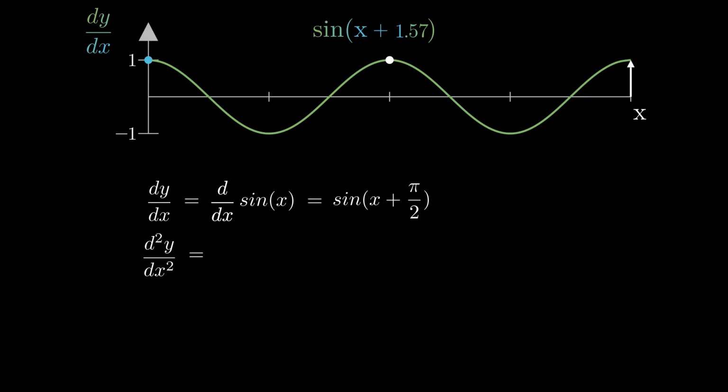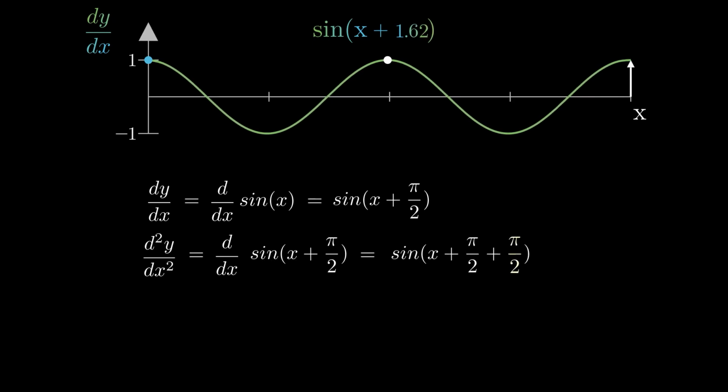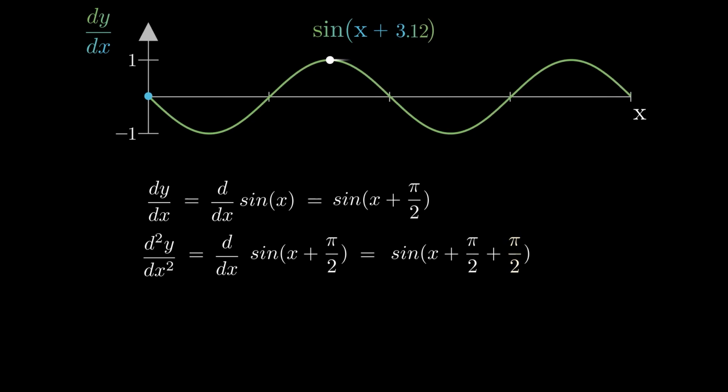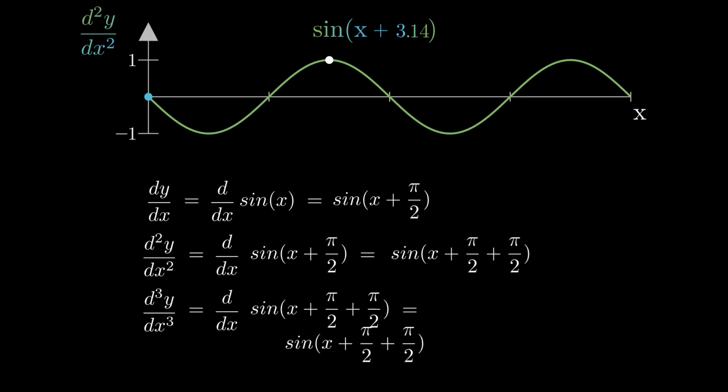Now the derivative of this derived function is the function itself, but shifted to the left by an amount of π by 2. This is the second derivative of the original function. Again, the derivative of this newly derived function is the function itself, but shifted to the left by an amount of π by 2.